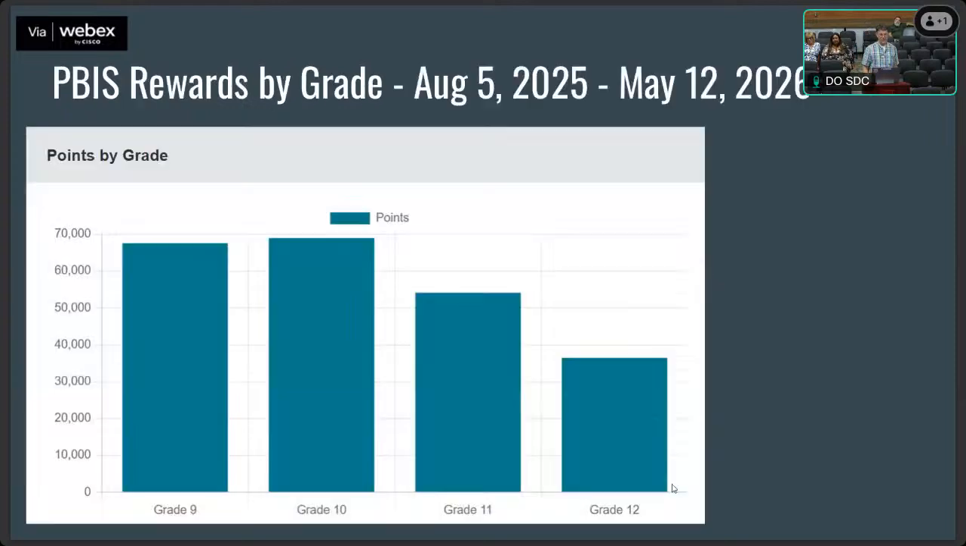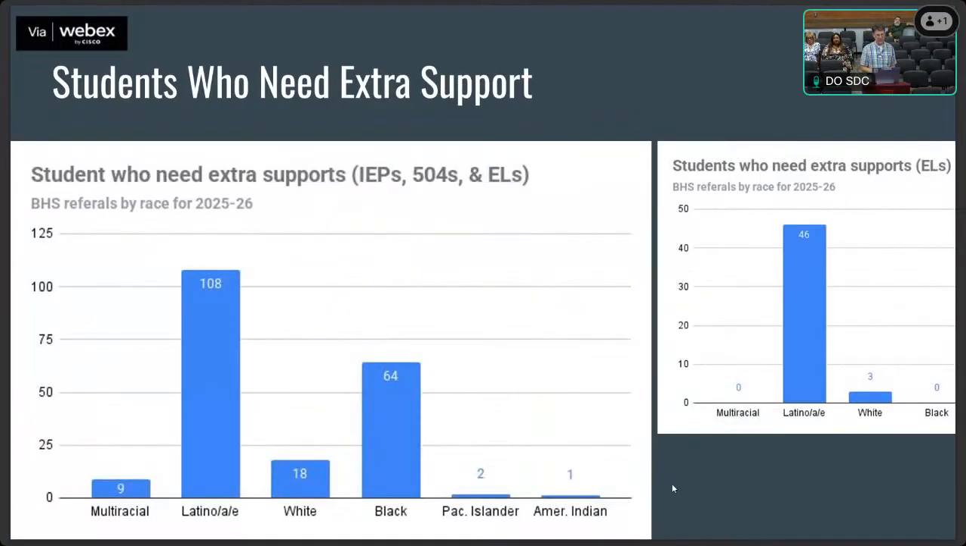And then the students, let's kind of switch over to extra support. These are the students' ethnicities that need extra support this year. So this is defined by IEPs, 504s, and EL status. So we have Latino, Latina, Latinx, and Black African American students. Those were the two groups that had the most IEPs, 504s, and ELs.